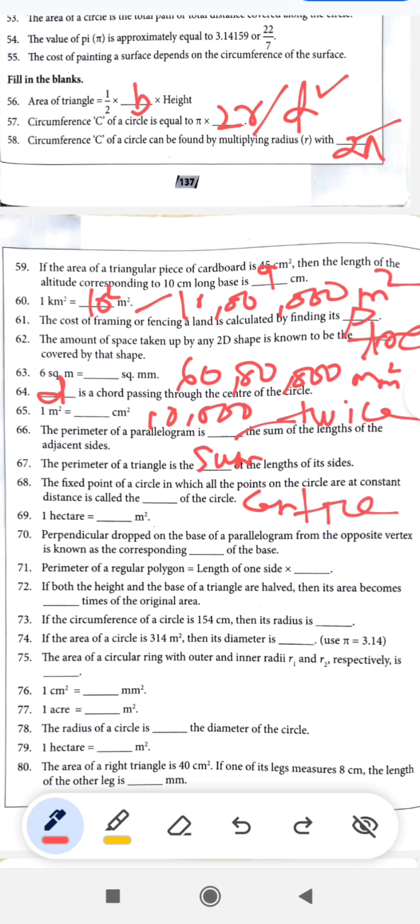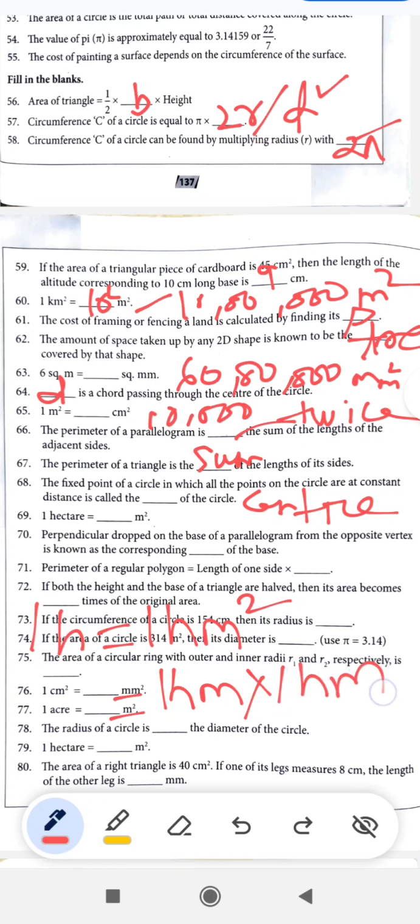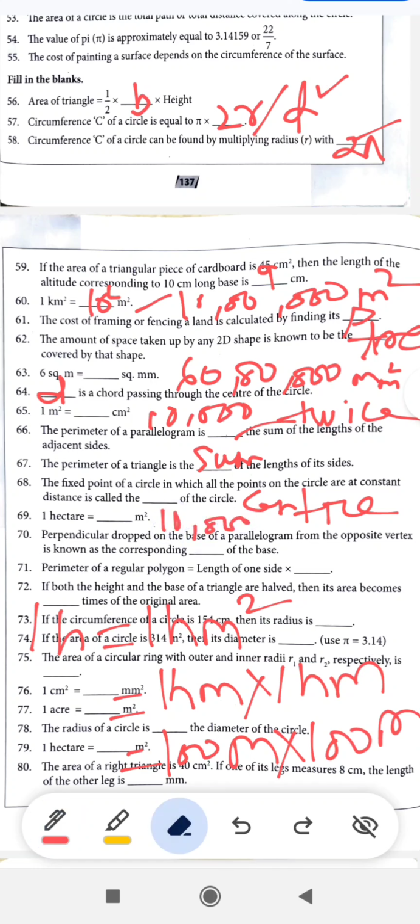Now 1 hectare is equal to dash meter square. 1 hectare means it is actually 1 hectometer square, that is 1 hectometer into 1 hectometer. 1 hectometer means 100 meter into 100 meter. So here it is equal to 10,000 meter square. Okay, let us see this.